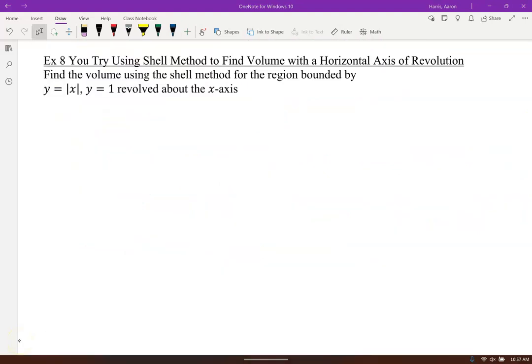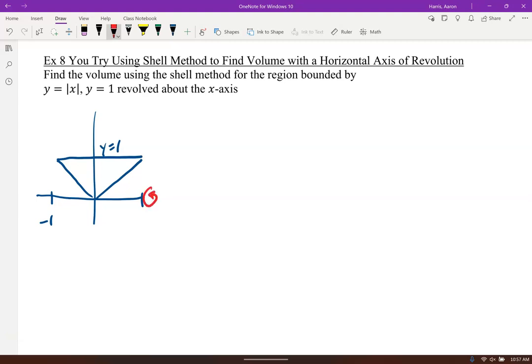We got a horizontal one. This is another great you-try-it problem. We'll go with the absolute value of x. Let's get the visual on this thing. Absolute value of x, and we got y equals 1 on top of that. This is y equals 1. I'm going to revolve this about the x-axis, so another horizontal axis of revolution. Great time to pause it and try this on your own as you slice this parallel to that.